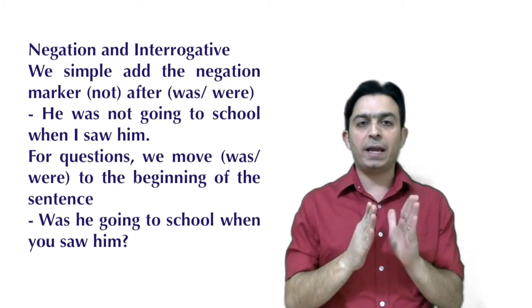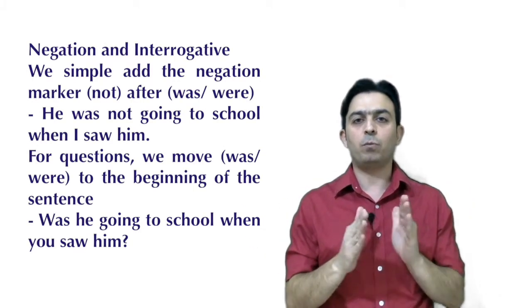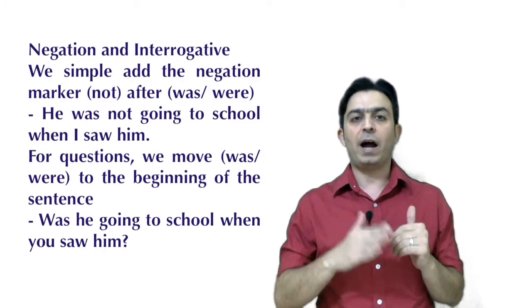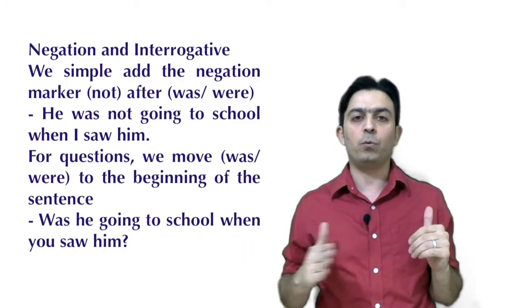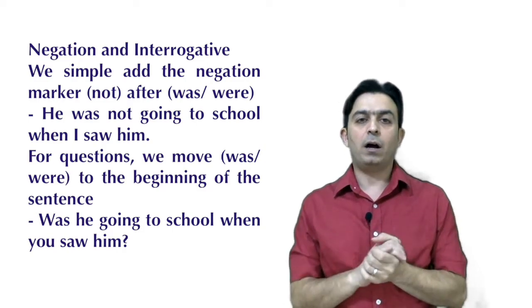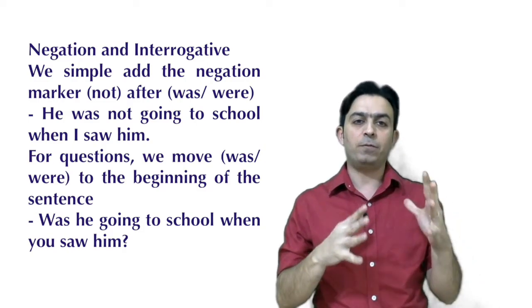If you want to negate a sentence in the past continuous, we add not after was and were. So I wasn't writing, I wasn't doing, we weren't going. If you want to make it a question, add the helping verb was, were before the subject.